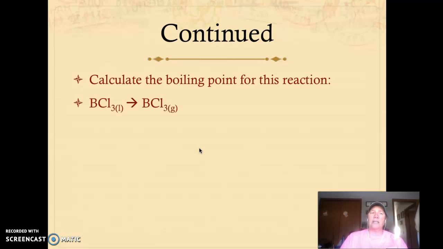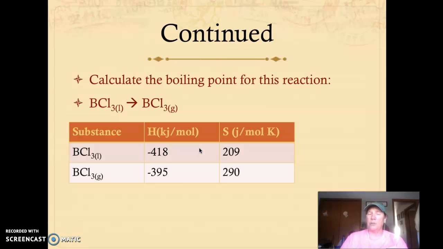So to get the boiling point, let's say we have boron trichloride going from a liquid to a gas state, and we want to figure out the temperature. Looking on the chart, I have my H and I have my S. So I have to find my delta H and my delta S. Remember, it's product minus reactant. So I take this number minus this one to find my H, and this number minus this one to find my S, okay?